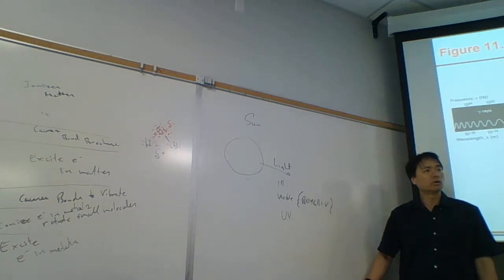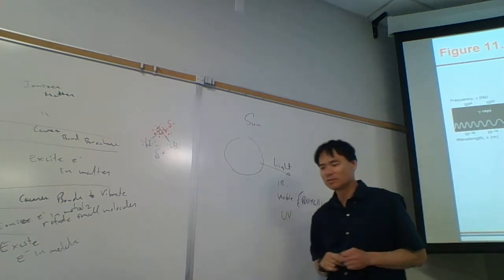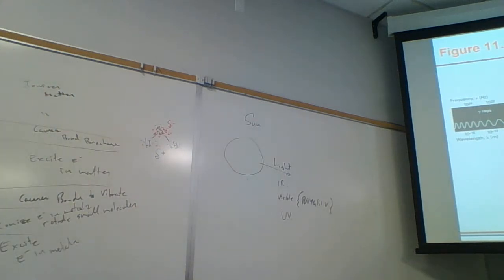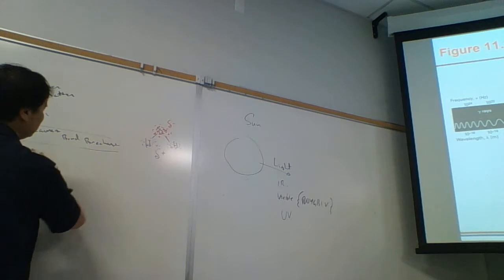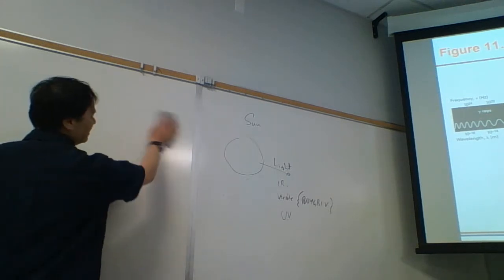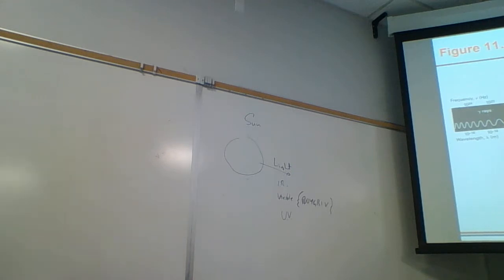So how does the sun work? Why is it a giant light bulb? What is causing all this light to be emitted? Well, it's energy. The sun is producing a lot of energy, and what does that energy do? Well, what is the sun made out of? Hydrogen gas. The sun's made out of hydrogen.